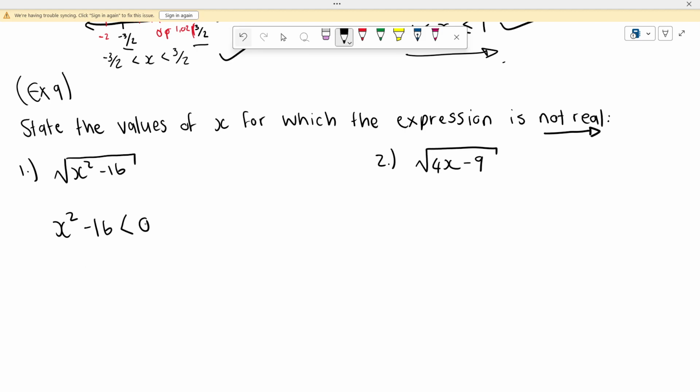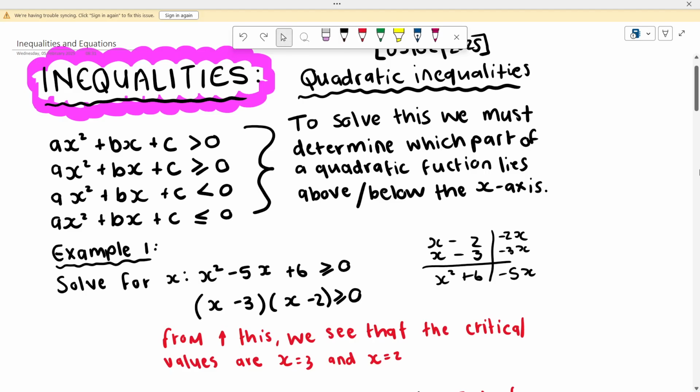So let's go and find that. And it's not real when it's negative, when it's smaller than 0. So now we just, oh, yes, like, sorry, guys.